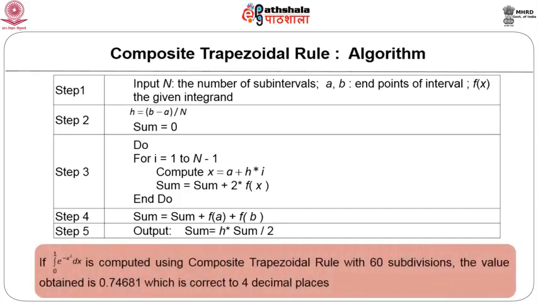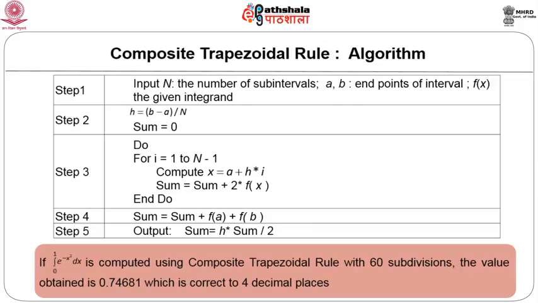What is our step? First, we have to input n, the number of subintervals, which we need to calculate beforehand from the error estimate. We will input endpoints a and b of the interval, and we will input f(x), the given integrand. h we will calculate from b minus a by n. We initialize our sum to be 0. Sum is nothing but the value of the integral, and then we calculate our abscissas x as a plus h into i, for i equal to 1 to n minus 1. We have to do the procedure.